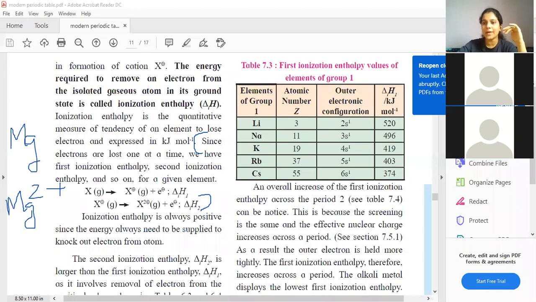मतलब दोनों एक साथ बाहर नहीं आते. पहले first electron जाएगा, then second electron goes away. Okay, fine. So ionization enthalpy is the energy required to remove electrons, right? So we will calculate the energy separately. Firstly we'll calculate the energy that is required to remove the first electron, then we'll calculate the energy that is required to remove the second electron. That's just what they have demonstrated over here.